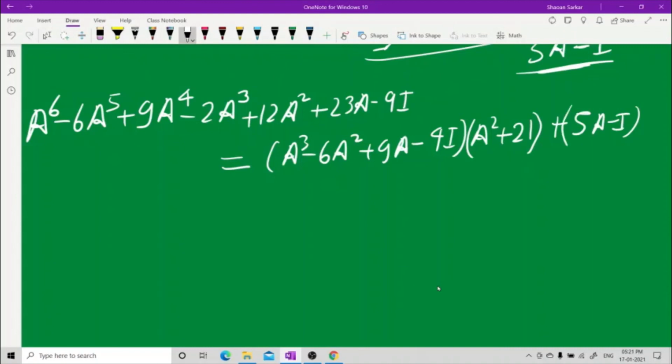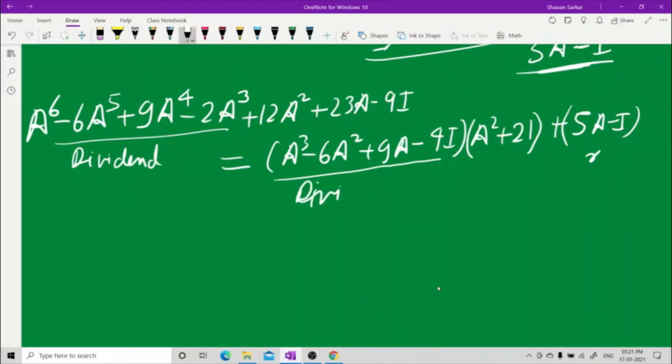This is your remainder. This is your dividend. This is your divisor. This is your quotient, and this is your remainder. Now, let me write it clearly.